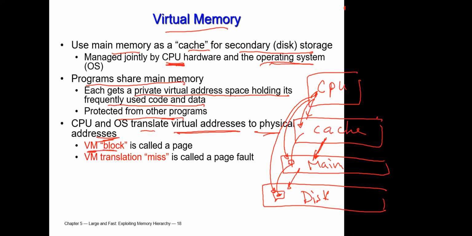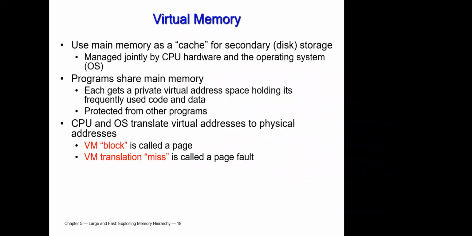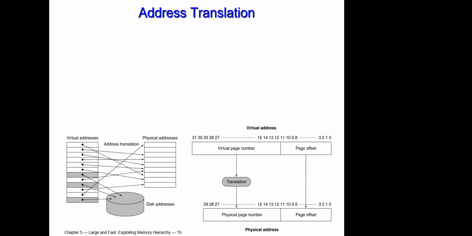VM block, virtual memory block. From now on, in the virtual memory case, we will call it a page. Virtual memory translation miss, the miss we will call a page fault. So the block now we will call a page. And if I miss that page, I will not call it a miss, I will call it a page fault. So these are basically the two expressions.